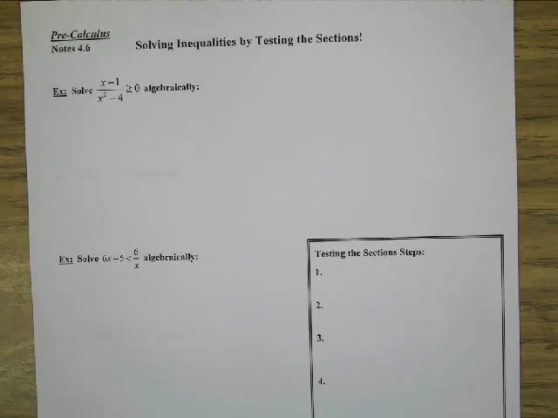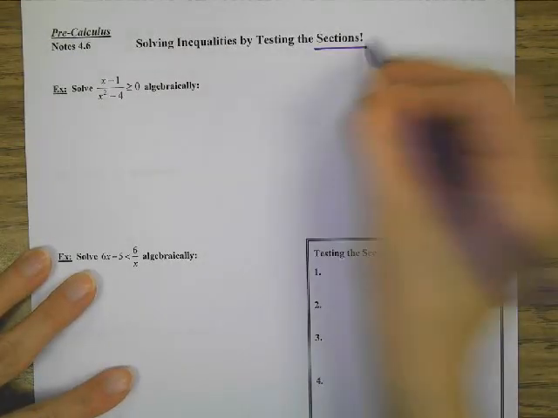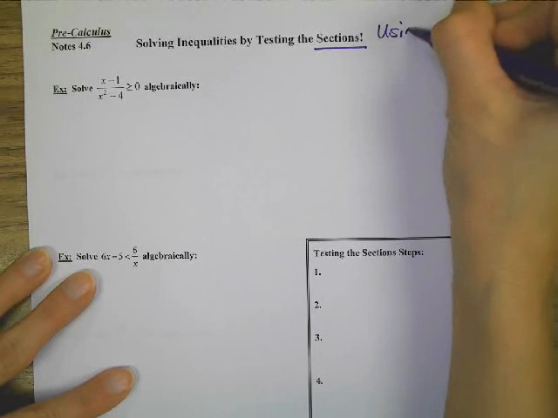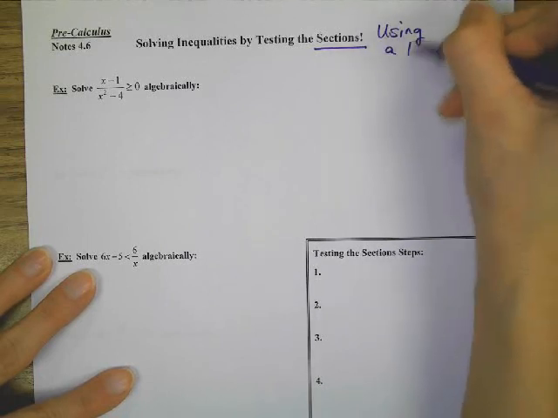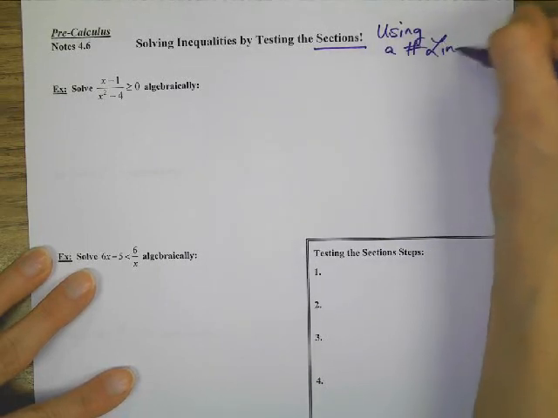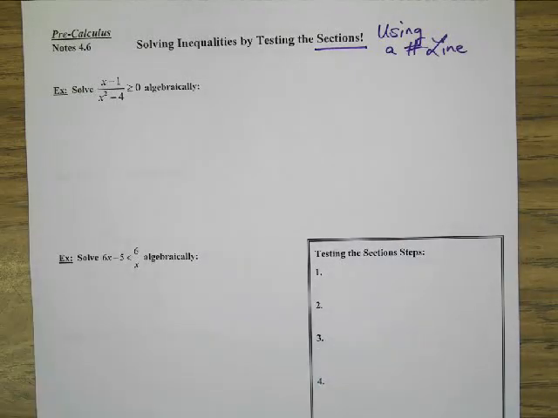So this lesson is going to be on solving inequalities by testing the sections. And how are we going to test the sections? By using a number line. I feel like we've done this lesson a couple of times now, so a lot of what we do here is going to make sense. We just have to make sure that we follow the steps carefully and test the sections nicely.